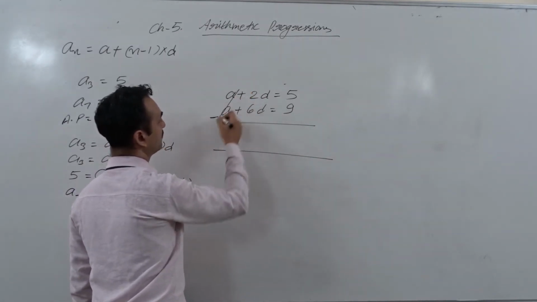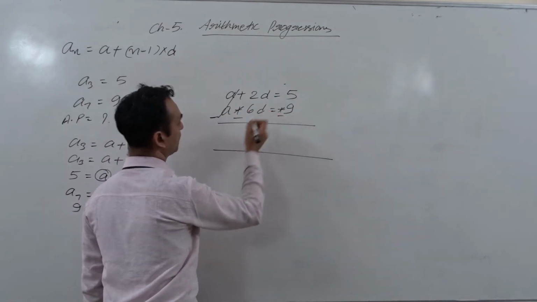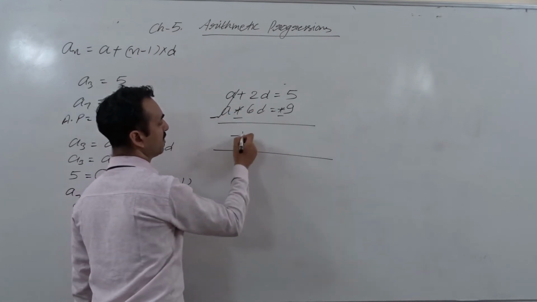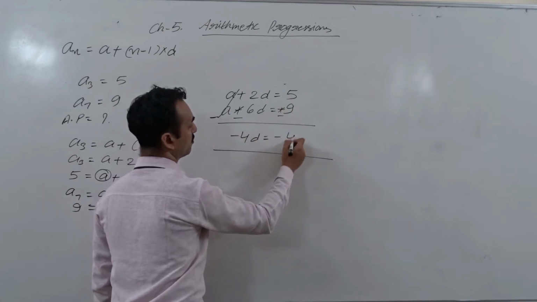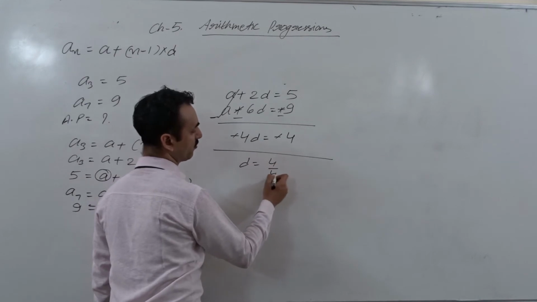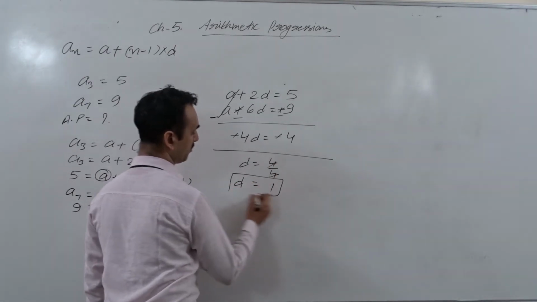Change the sign. This is the same. Change the sign. And this is the sign. Change. So A minus A cancels. 2D minus 6D is minus 4D. 5 minus 9 is minus 4. Minus minus cancels. D equals 4 upon 4. D equals 1. So you got D equals 1.